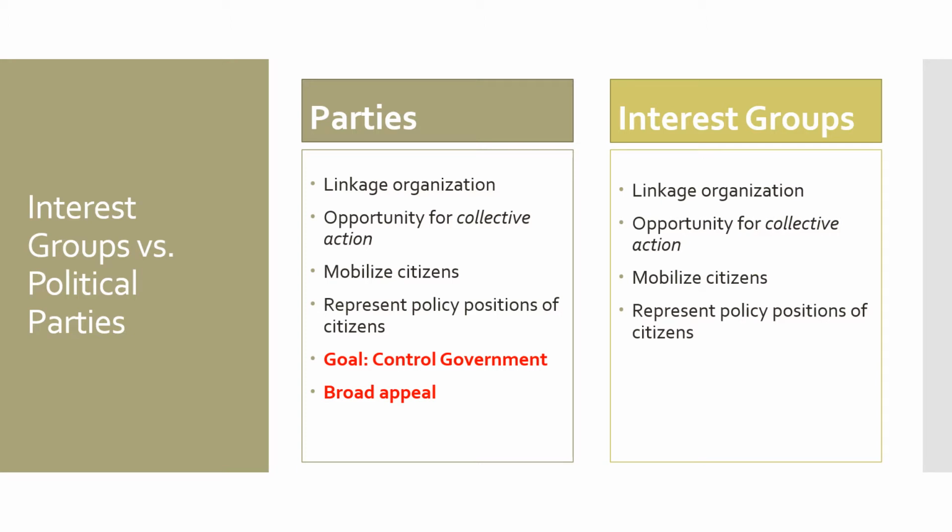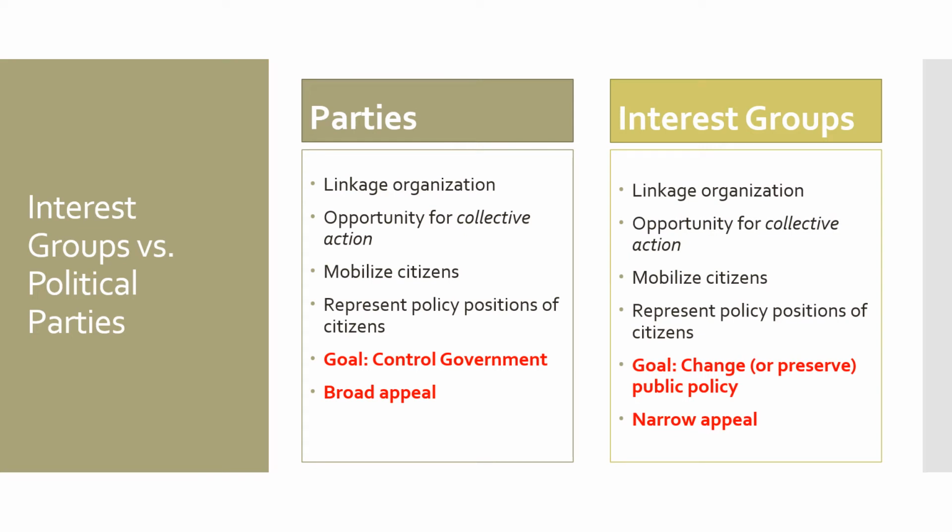So the goal of a political party is to win elections and control government. And so therefore, parties in modern democracies, catch-all parties, like we talked about in the last lecture, have a very broad appeal. So parties are likely to appeal to lots of different interests in society. For example, the Democratic Party in the United States appeals to those who are pro-life. That's one interest. But they also appeal to laborers and labor unions. That's another interest. They don't necessarily share the same policy views, but the party represents both of them.